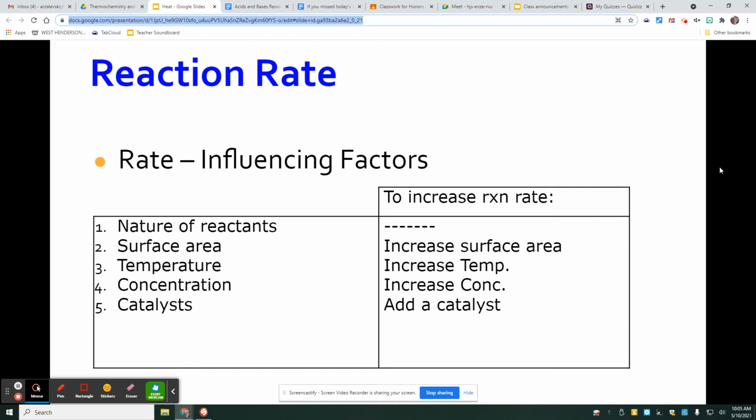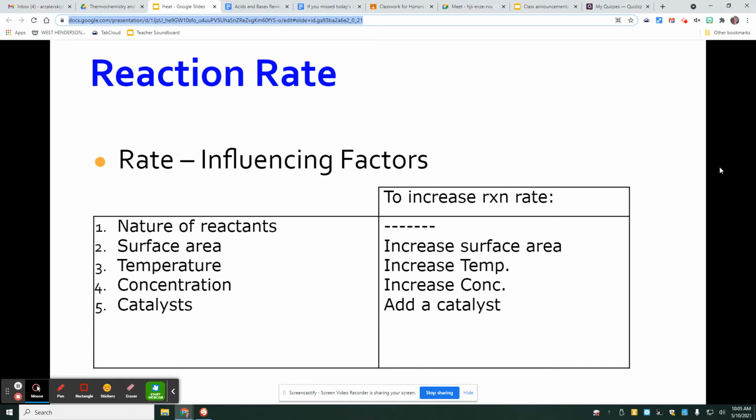So we have the nature of the reactants. If you have simple reactants, they are going to be able to have more effective collisions than something that is really, really complex, where you maybe have to have 3 things colliding at once in order to react. So having reactants that are easy to react is going to increase your reaction rate significantly.